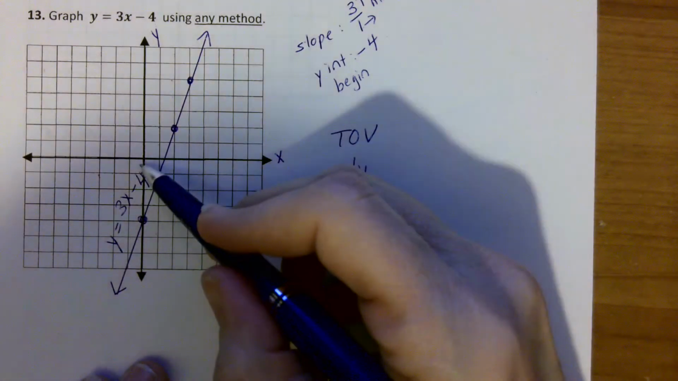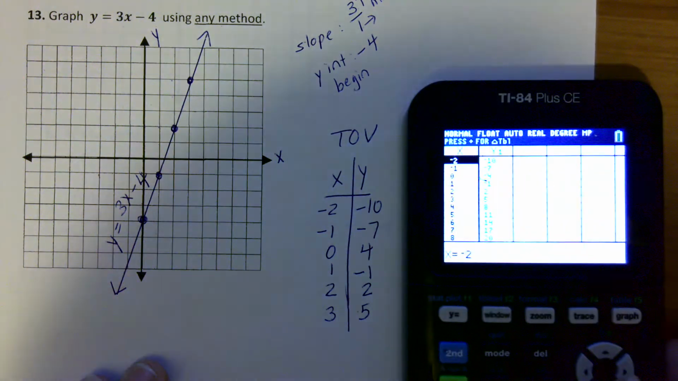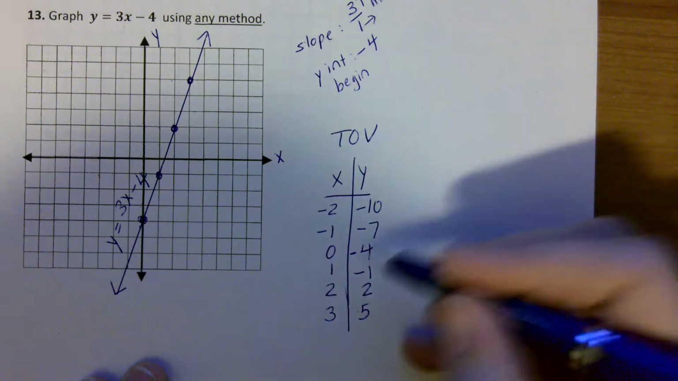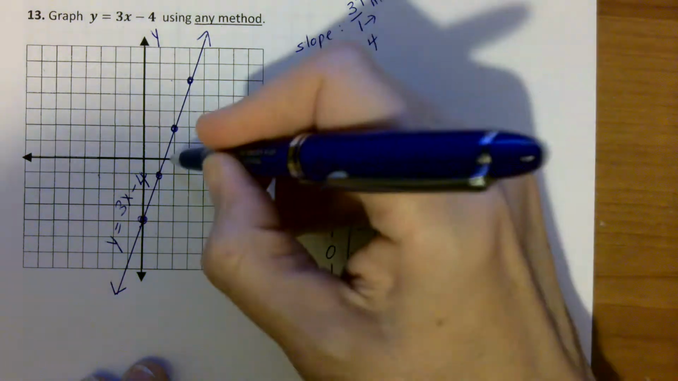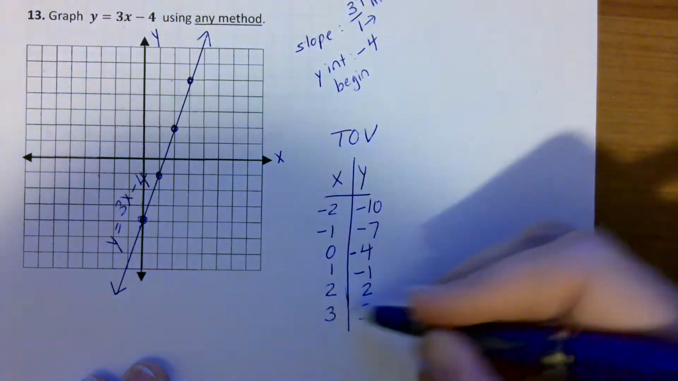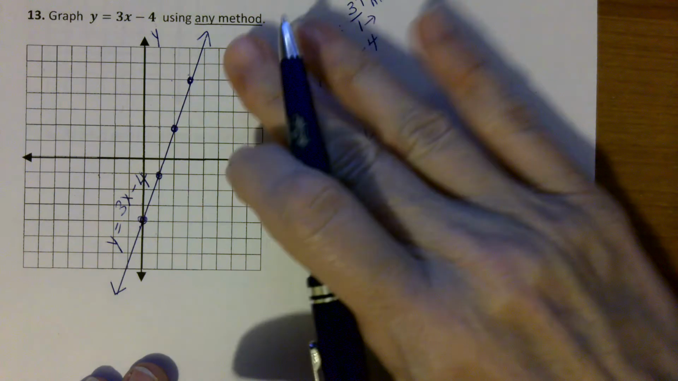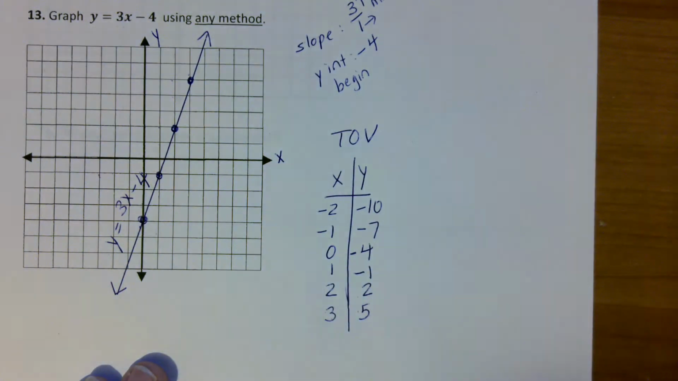And look what happens. 0, did I put this? Oh, this was a negative 4. 0, negative 4 is here. And 1, negative 1 is here. And 2, positive 2 is here. And 3, 5 is here. So whether you did it with slope-intercept or a table of values, we would still have gotten that same line.